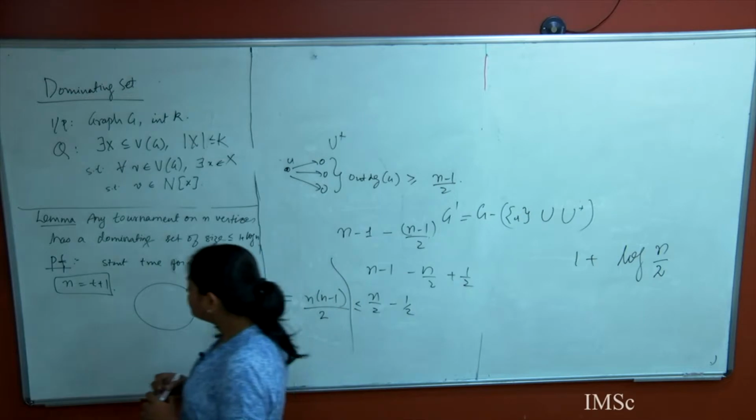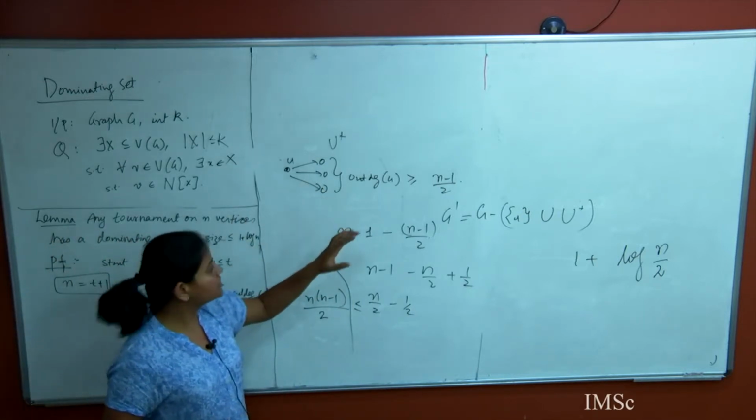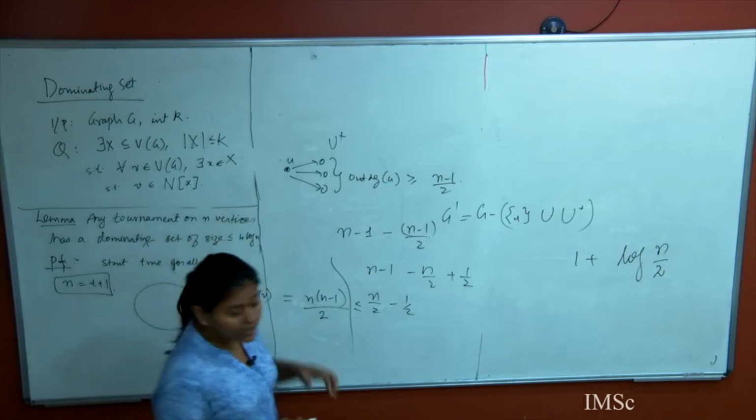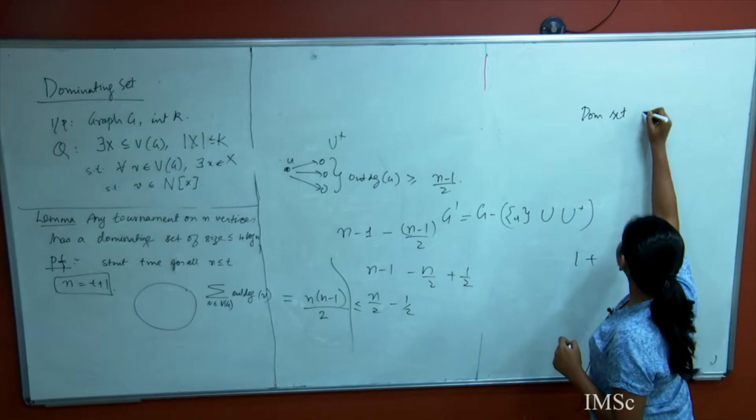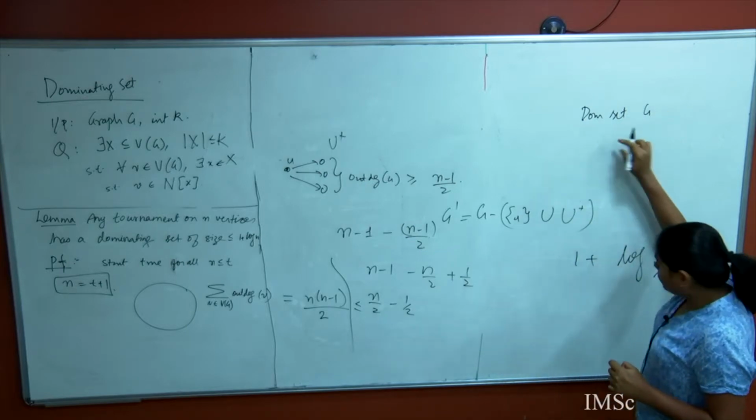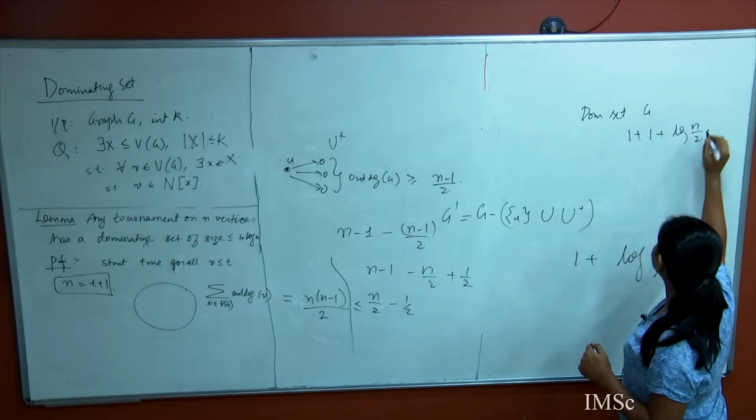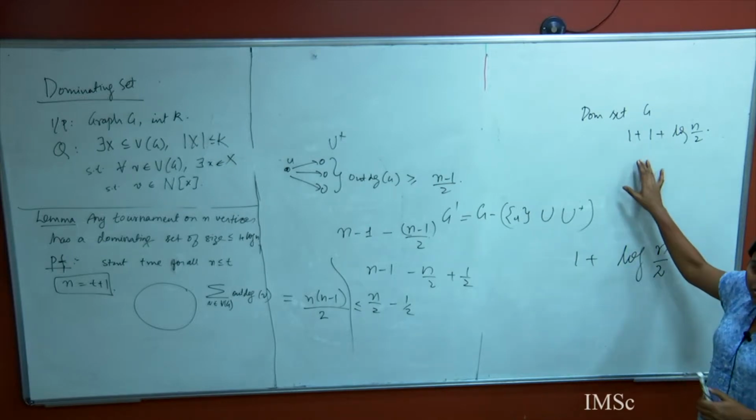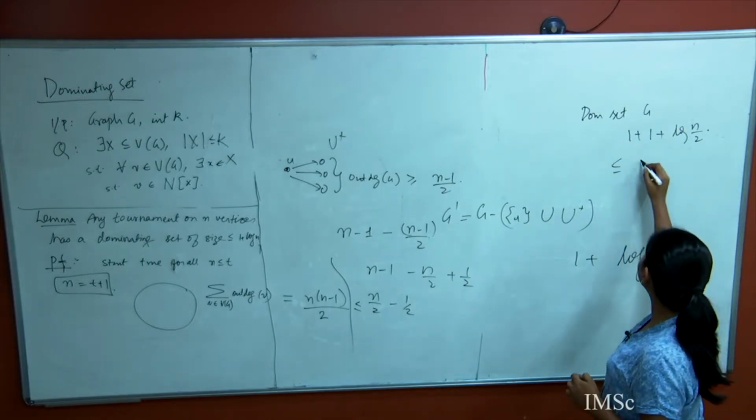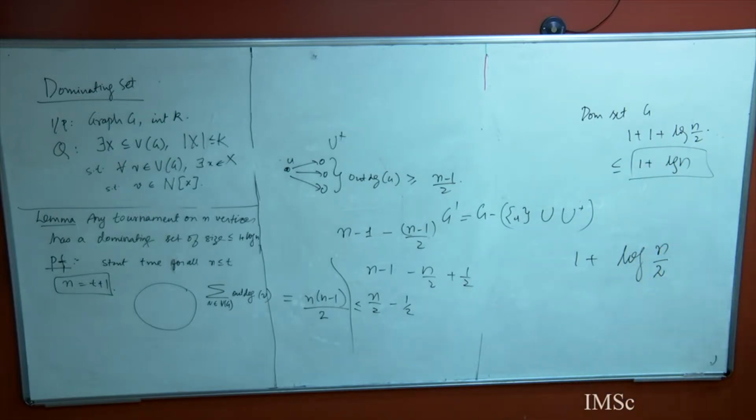Okay. And to create a dominating set for the whole graph, you have added this vertex u also, right? So what is the dominating set that we created for G? It has size 1 plus 1 plus log n by 2, right? Okay. So now what we need to do is bound this number by 1 plus log n, and then we'll be done, right?